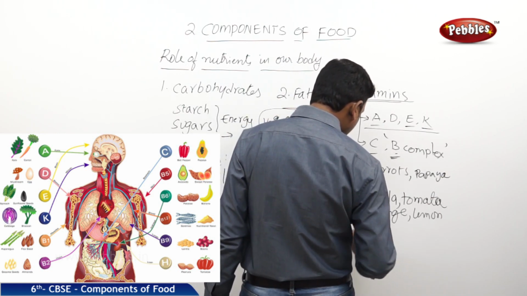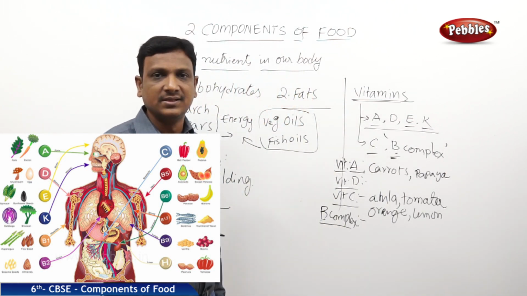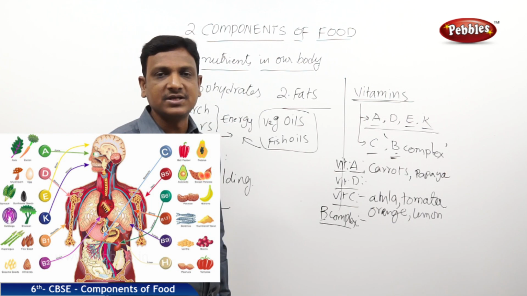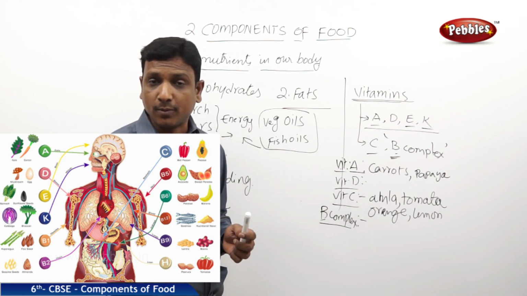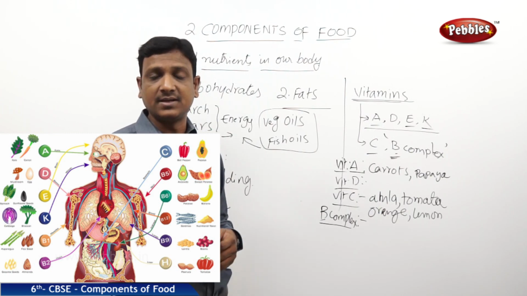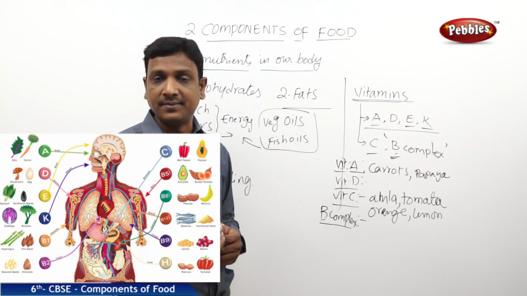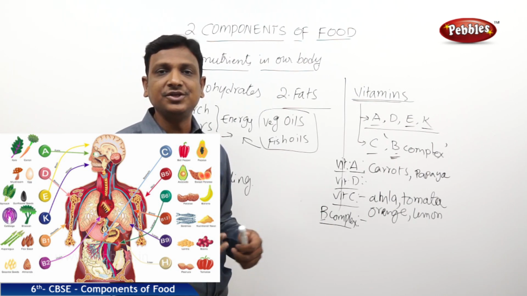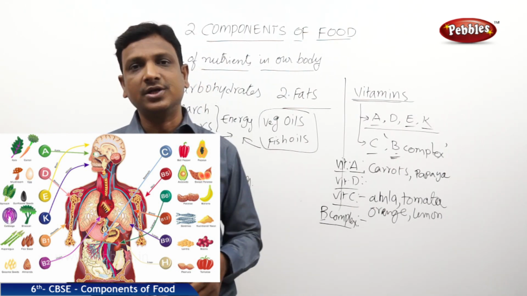So vitamin B or B complex has a number of different vitamins. They are very helpful for the proper functioning of your body, to maintain proper health and proper hunger in your stomach, so that you can eat well. They are helpful in digestion of the food, absorption of the food, assimilation of the food. All these B complex vitamins are essential.